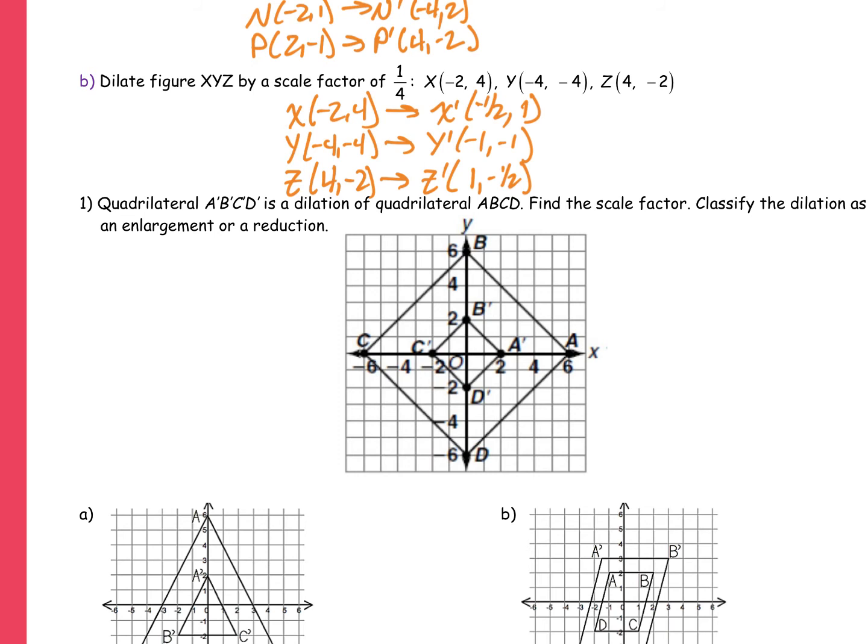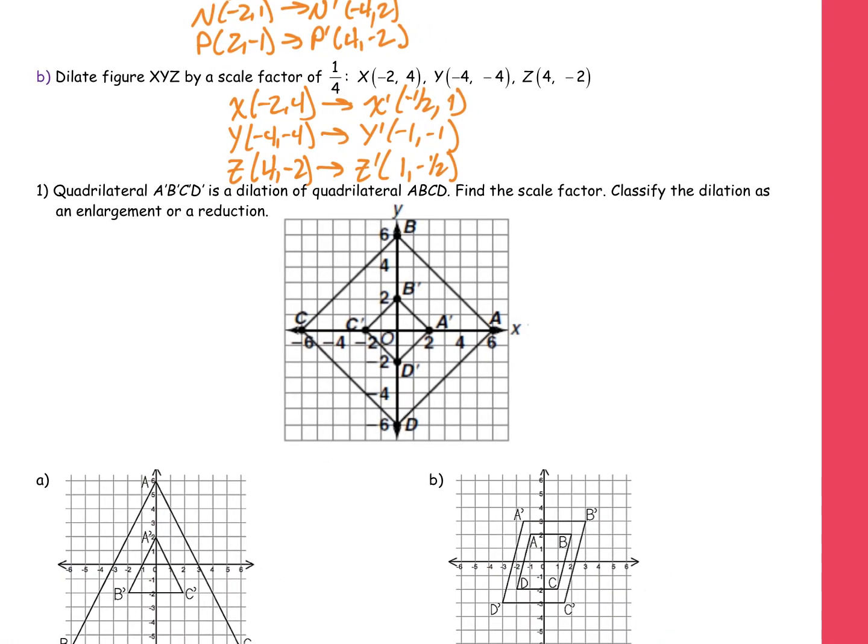Okay, quadrilateral A prime, B prime, C prime, D prime is a dilation of quadrilateral ABCD. Find the scale factor. So this time they're not giving us the scale factor. They're giving us the dilation and the pre-image and the image as a graph, and they want us to find the scale factor.